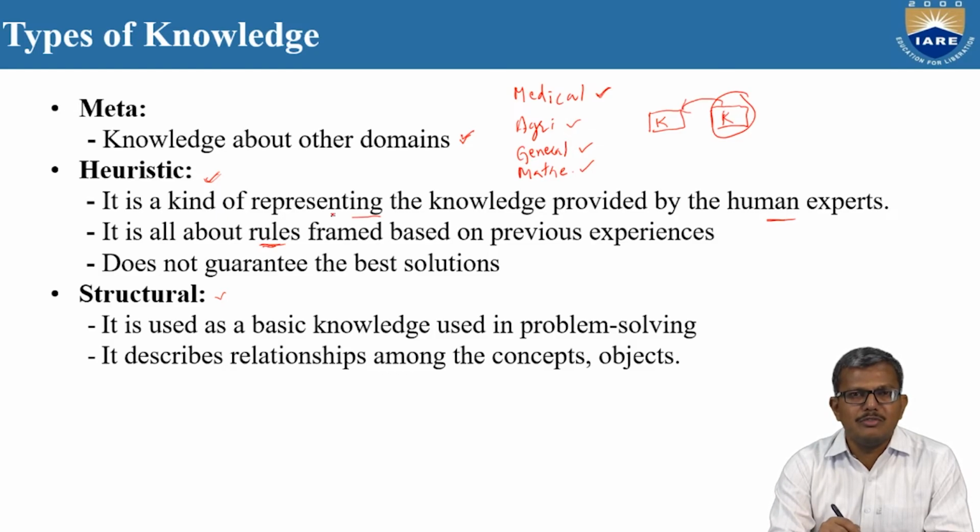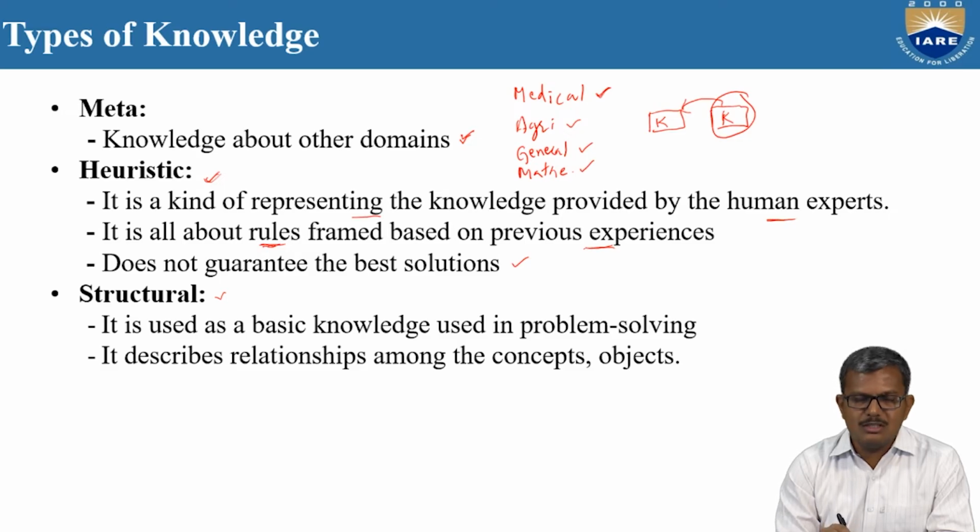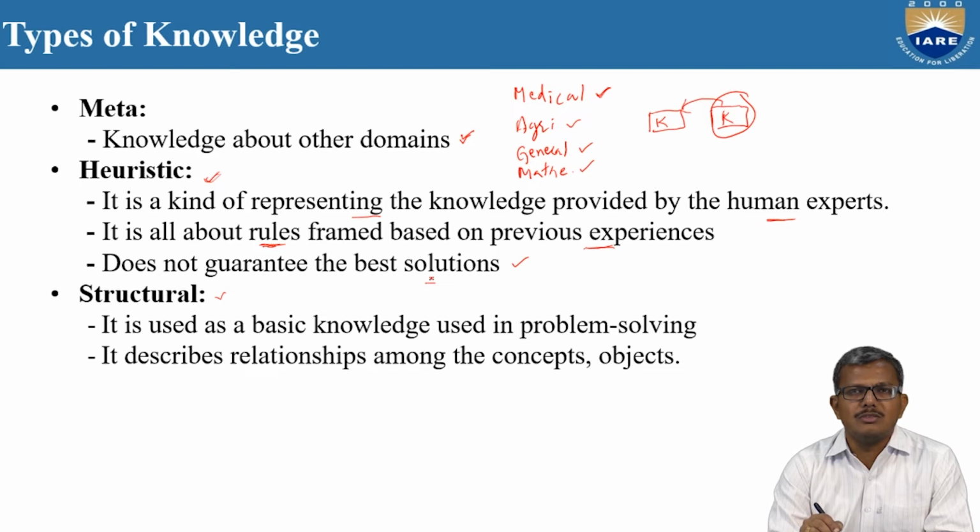So how these rules are framed based upon the previous experiences. But the only problem with this kind of knowledge representation is, it is not going to give the guarantee that the solution which we are going to acquire will be the best solution when compared with the other solutions. Okay, so that is the biggest problem that arises in the heuristic knowledge.